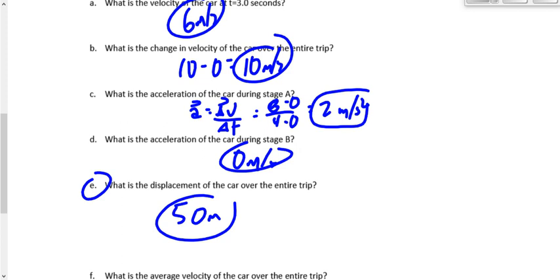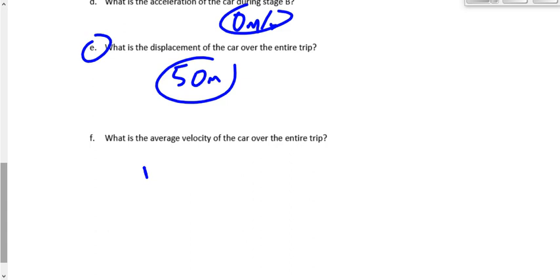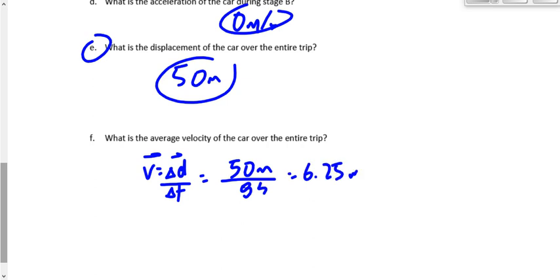And finally, the average velocity of the entire trip. We're going to say v is equal to delta D over delta T. The displacement is 50 meters, as we just found, and the time over the entire trip was 8 seconds. 50 divided by 8 is 6.25 meters per second, not meters per second squared.